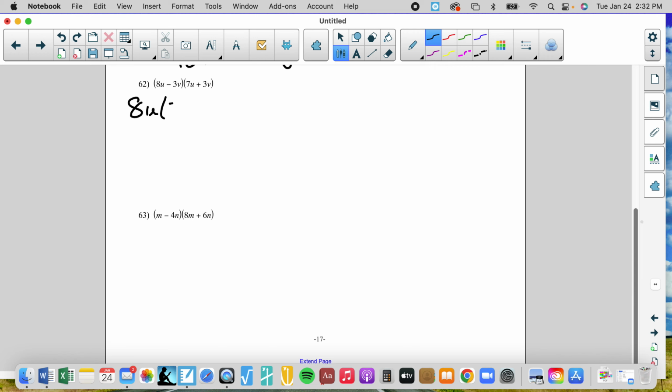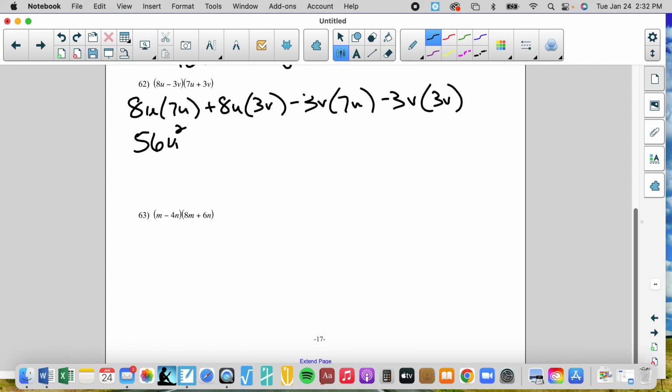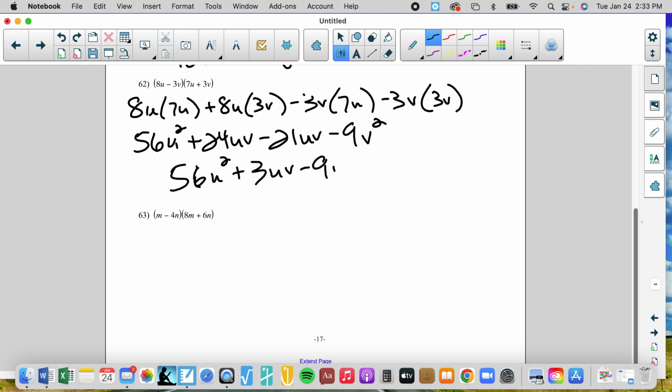8u times 7u plus 8u times 3v minus 3v times 7u minus 3v times positive 3v. 7 times 8 is 56u squared. 8 times 3 is 24uv minus 21uv, alphabetical order, minus 9v squared. 56u squared plus 3uv minus 9v squared.